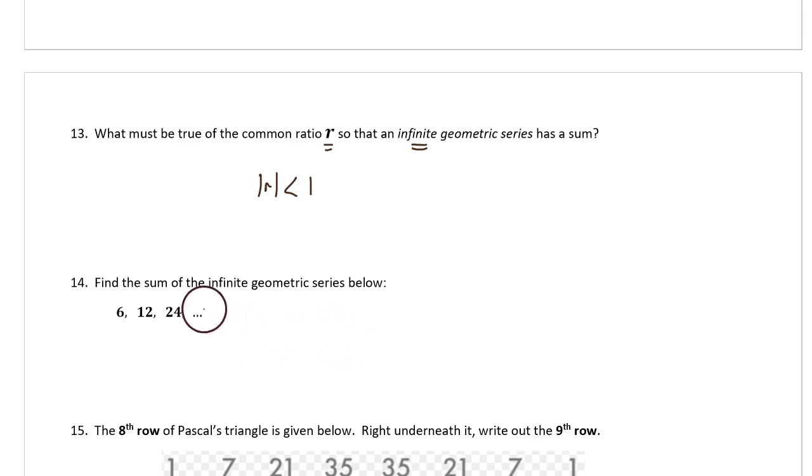Now, number 14. Find the sum of the infinite geometric series below. Well, what's the value of R? From term to term, R is equal to 2. The numbers are just going to keep getting larger and larger and larger. You won't be able to find that sum. So this is undefined.